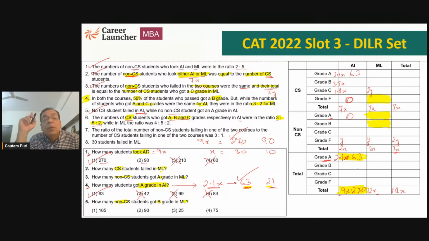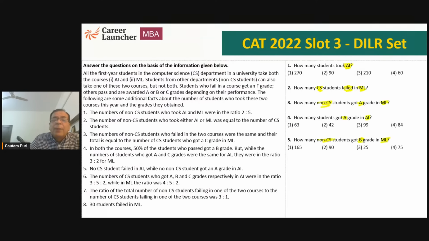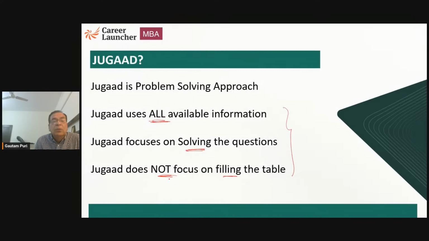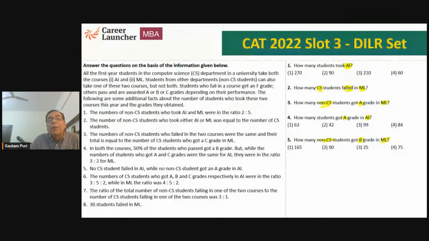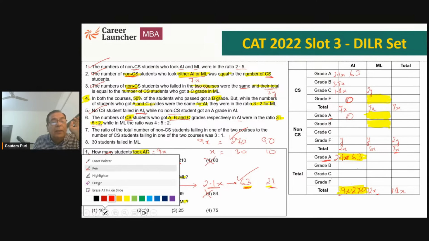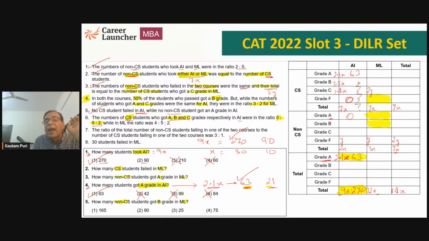Okay, now just go back to what I said before. Do not focus on filling up the table. What does that mean? It means forget AI now. I needed only 2 questions from AI. I am least bothered about these items now. I don't have to fill these in the table. Why? Because they are not relevant.